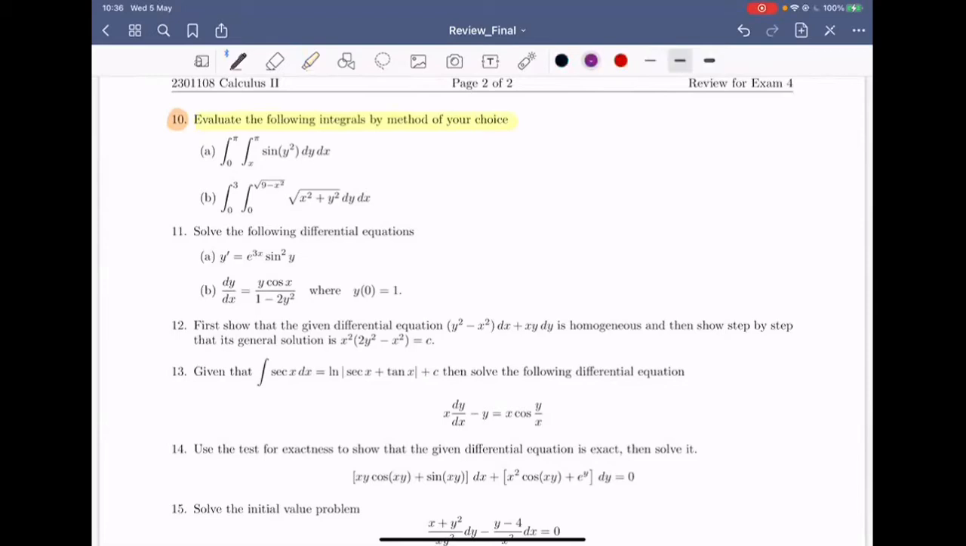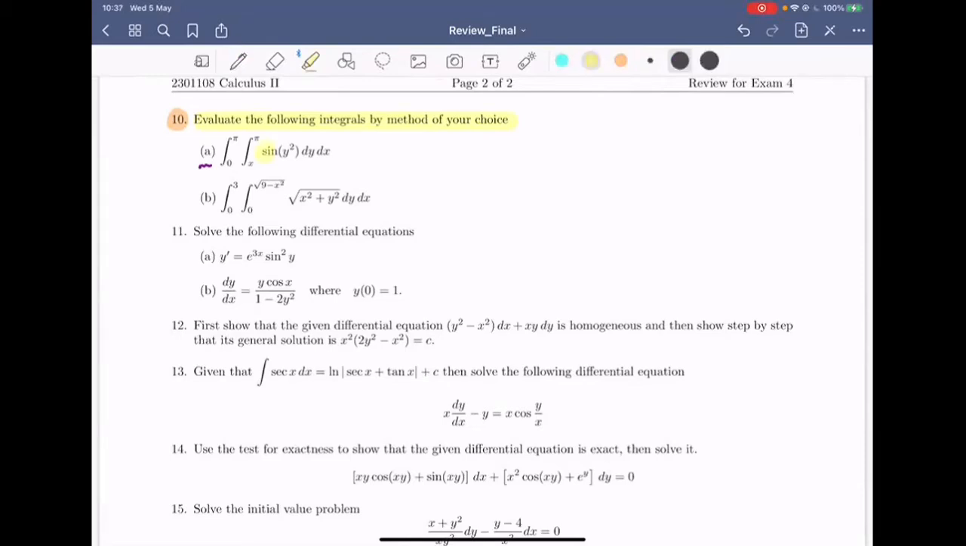Question A first. In question A, you can see that I want you to integrate sine y squared dy dx, with y from x to pi and x from 0 to pi. Well, question A is easy, in the sense that it is clear what you should do.